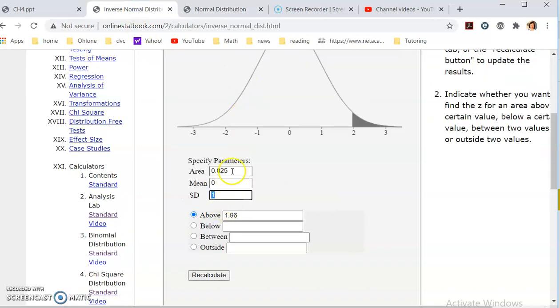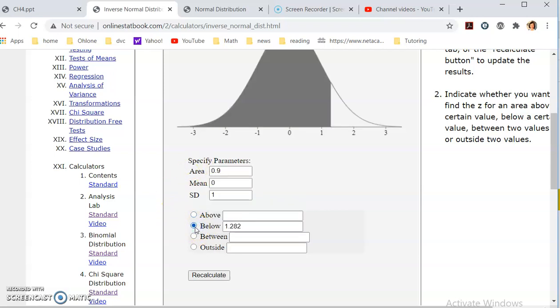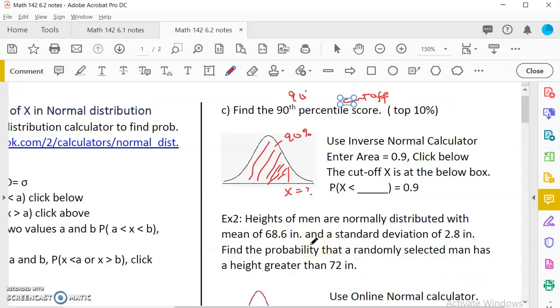Because we are finding x. So our area is 0.9. It is below, right? And then we don't have 0, 1, but 63, 5. We calculate 69.408. So x less than 69.408 is 0.9. So that this score 69 is the 90th percentile. So if you score 69, you're at the 90th percentile.